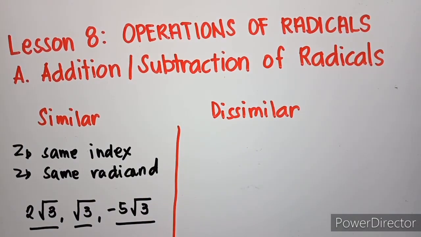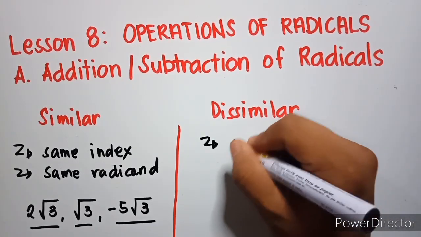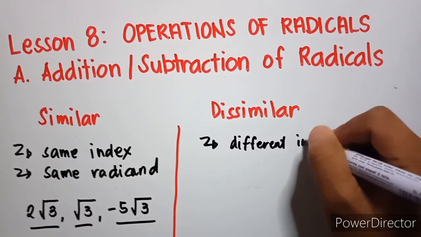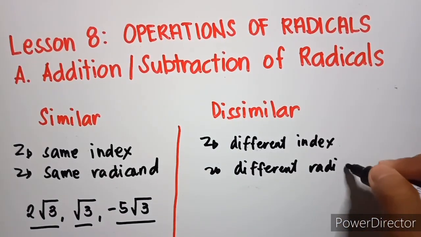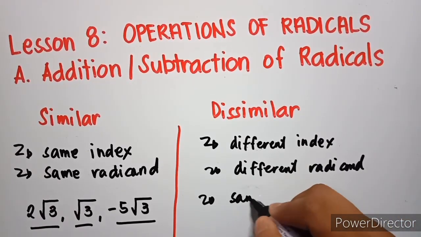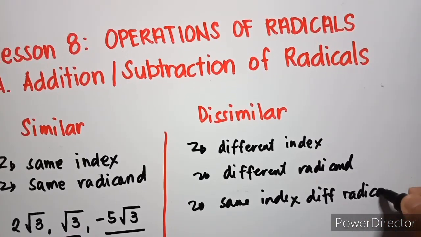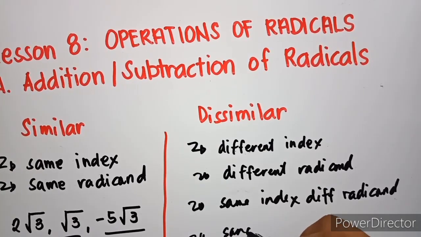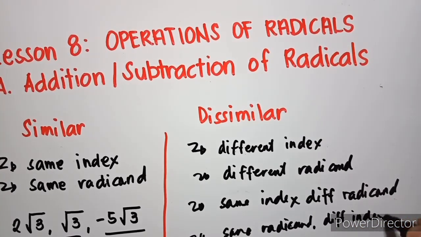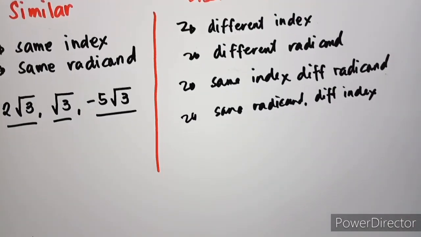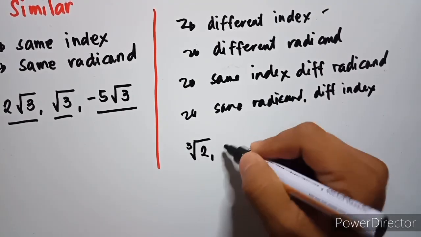Unlike similar radicals, we say radicals are dissimilar if they have a different index, or a different radicand, or the same index but different radicand, or the same radicand but different index. For example, for different index, cube root of 2 and square root of 2.